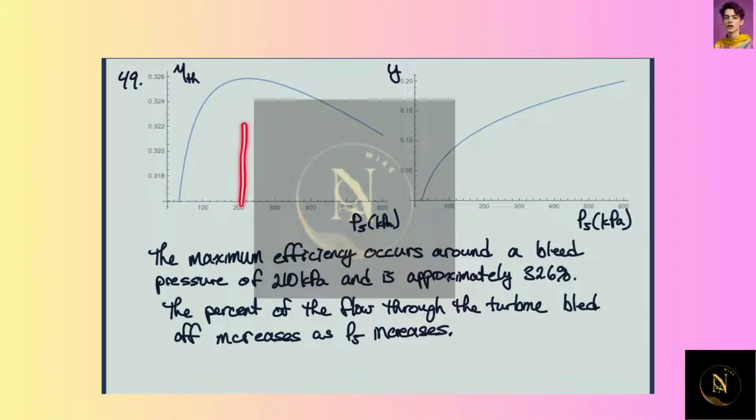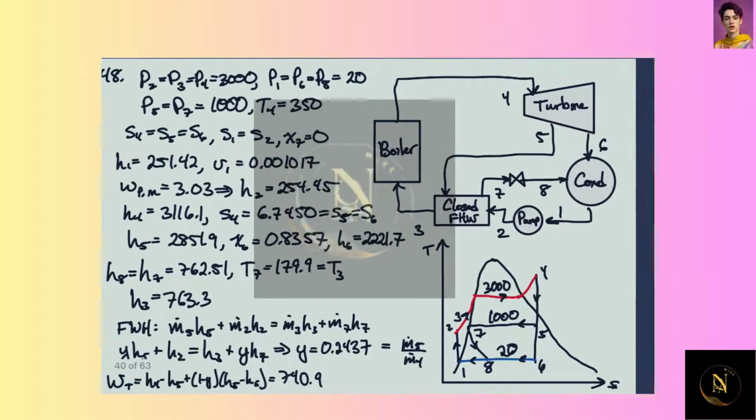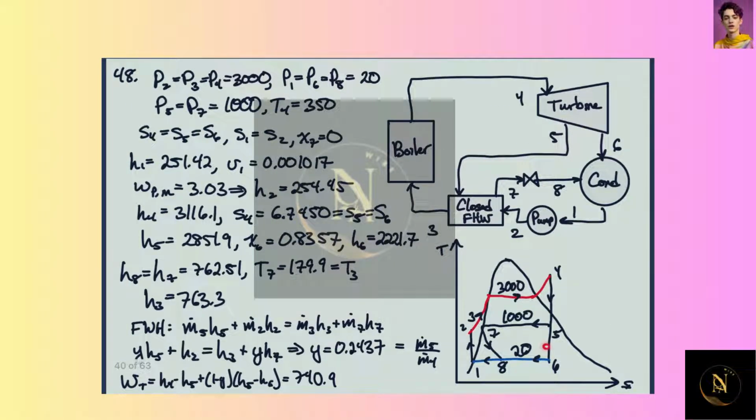And so notice this is quite a bit lower comparatively. Again, this isn't really to scale, but you're going to be bleeding off pretty close to the exit of the turbine, because as it drops from 3,000 kilopascals to 20, you're going to be at about 200, so you're going to be pretty close to the exit of the turbine for optimal efficiency.